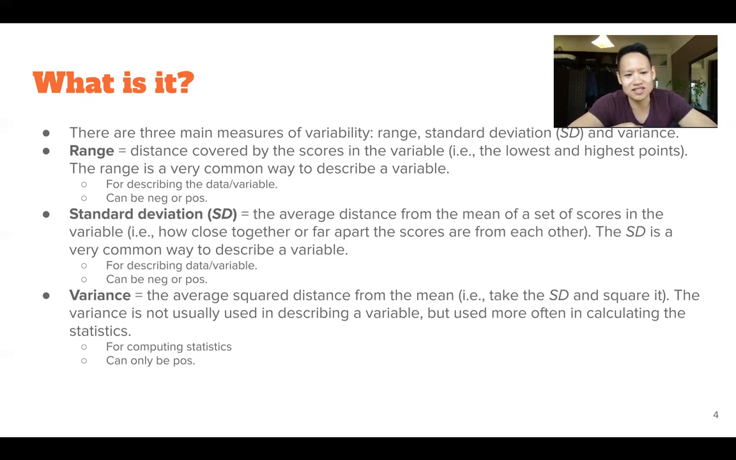The reason for that is you get the variance by taking the standard deviation and squaring it. Anytime the standard deviation is negative, once you square it, it becomes a positive number. So the variance is always a positive number. That's why it says it could only be positive.